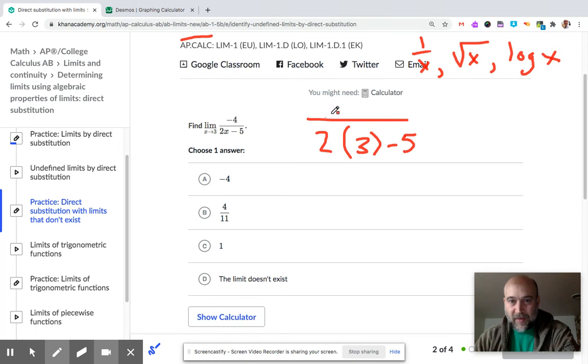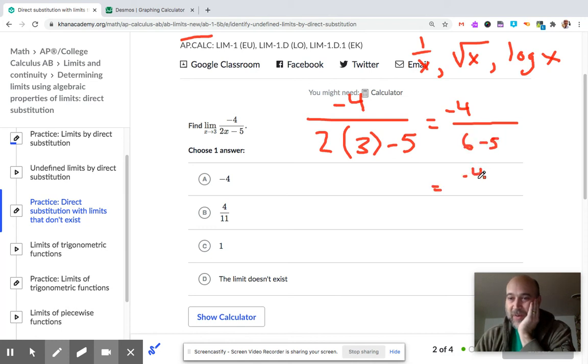Now, we have to plug it in for the whole problem. The last time was because we were just looking at the bottom. This time, and it's always important, we want to plug it in for the whole function here. So if I plug it in for the whole function, I get -4 on top. 2 times 3 is 6 minus 5. And I get -4 over 1, which is equal to -4. So no issues here. Just got to be careful. It looks like if x was 5/2, we would have issues, but it's not. It's 3. So our answer is -4. No issues on this one.